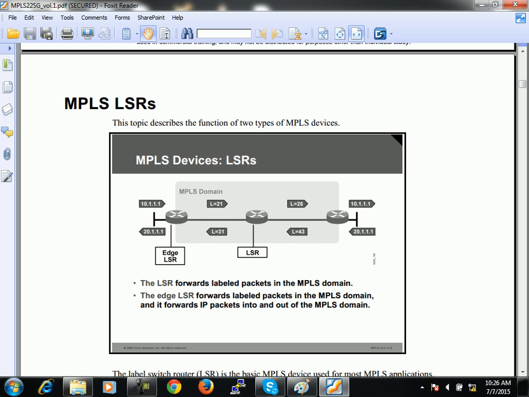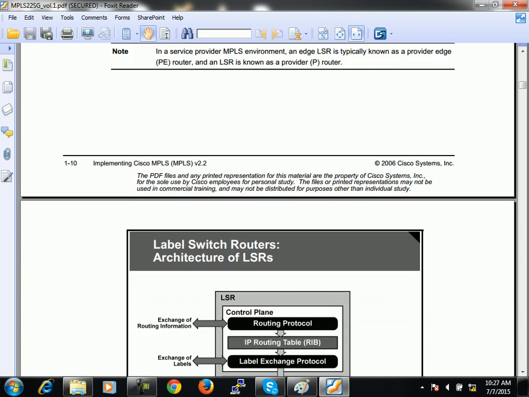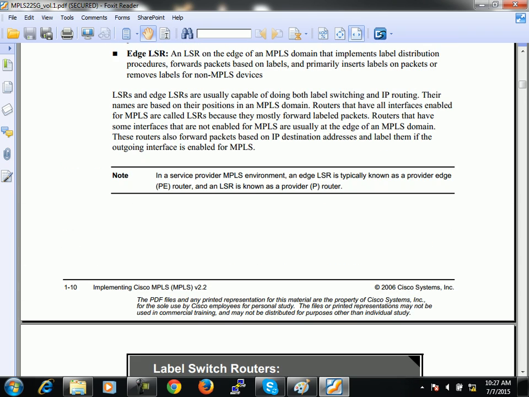Whereas this router is working as an LSR. An LSR forwards labeled packets in the MPLS domain, and an edge LSR forwards IP packets into and out of the MPLS domain. So a router which is receiving packets from a non-MPLS domain, or which is forwarding packets towards a non-MPLS domain, is known as an edge LSR. They are also known as P and PE routers. In a service provider MPLS environment, an edge LSR is typically known as a PE router, and an LSR is known as a P router.